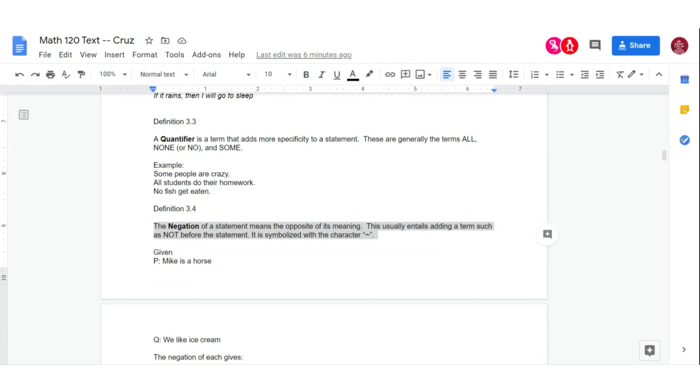All right, so let's look at this. The negation is simply the opposite. It's usually read as not. And it's symbolized with this little character. On a regular keyboard, it would be where your little pinky is, all of you good at typing. Right below the escape key, and you have to press the shift key to get it. It's called a tilde on the keyboard, but you read that as not.